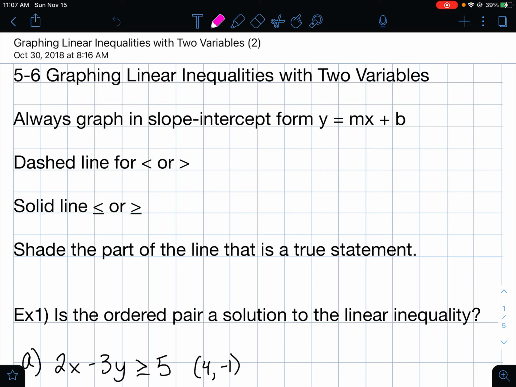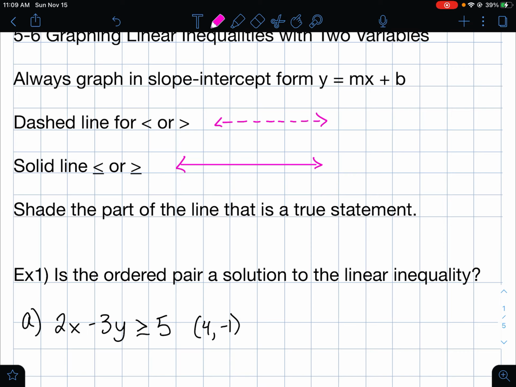Whenever we are graphing the dashed line, we are graphing like this, and that is because we do not have the equal to sign, so less than or greater than sign. If we have an equal to sign, we are graphing with a solid line when we connect the points. What this means is when we graphed our regular inequalities earlier in the school year, we had the open circle and closed circle. So it's pretty much the exact same thing. It's just this time, instead of a closed circle, we do a solid line versus the open circle, it's a dashed line. We are going to shade the part of the line that is a true statement.